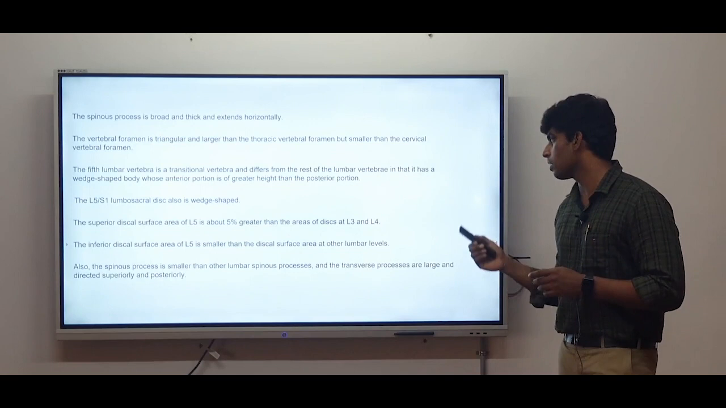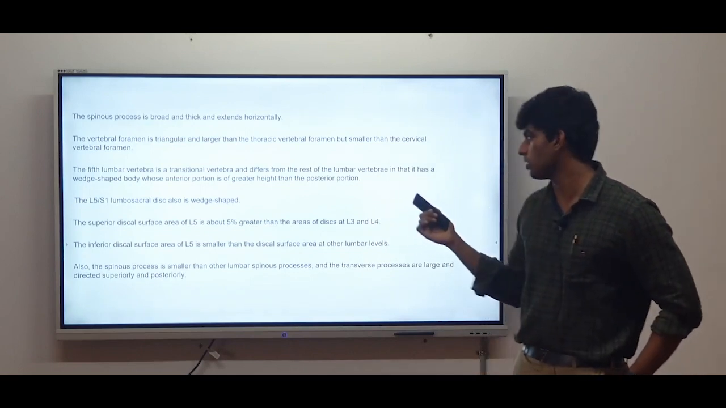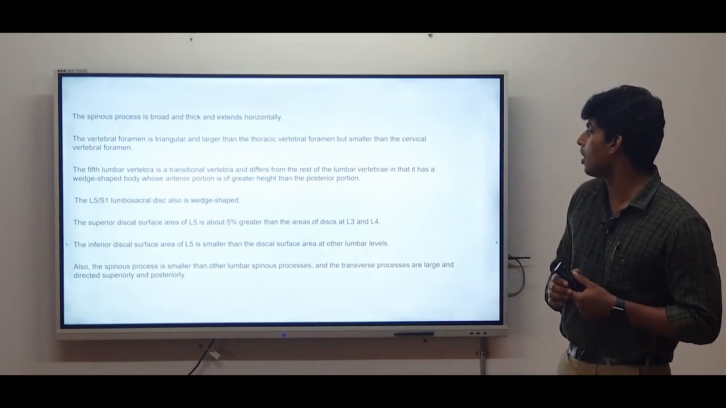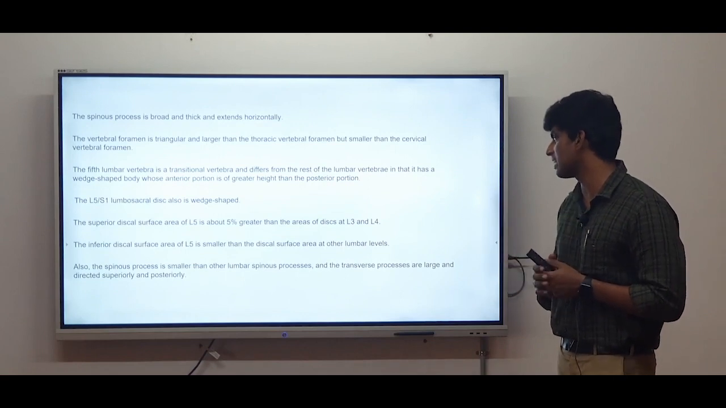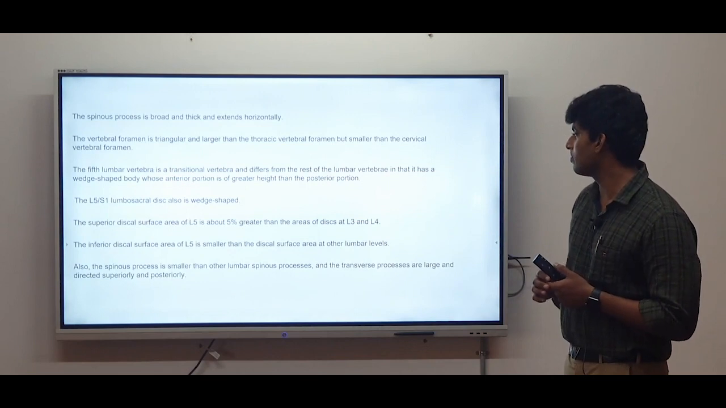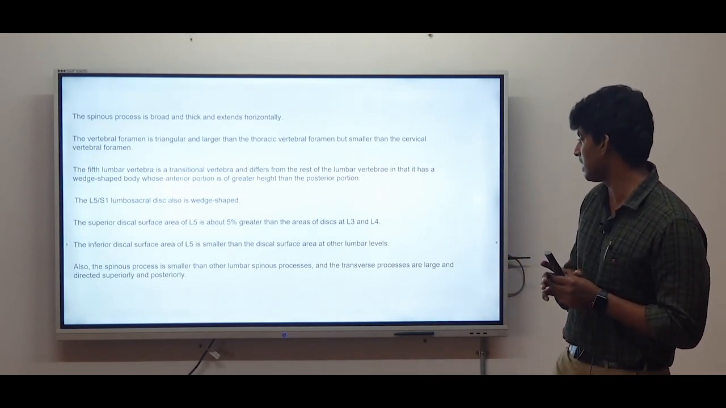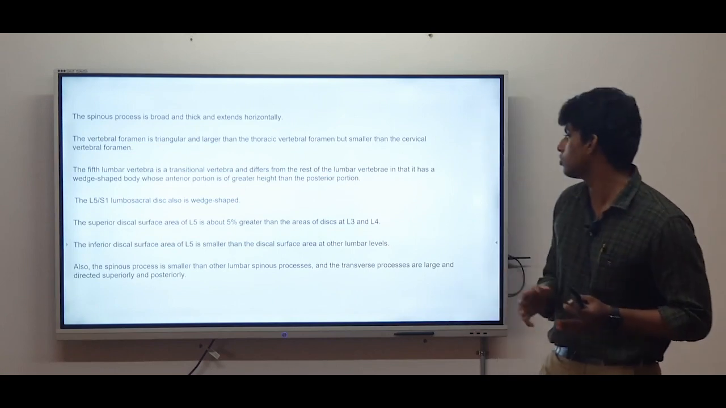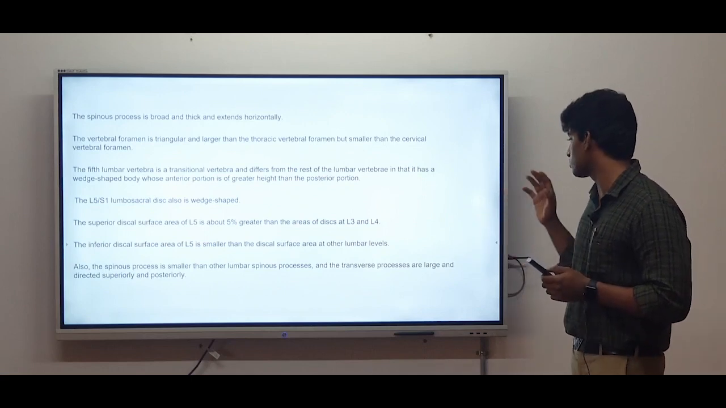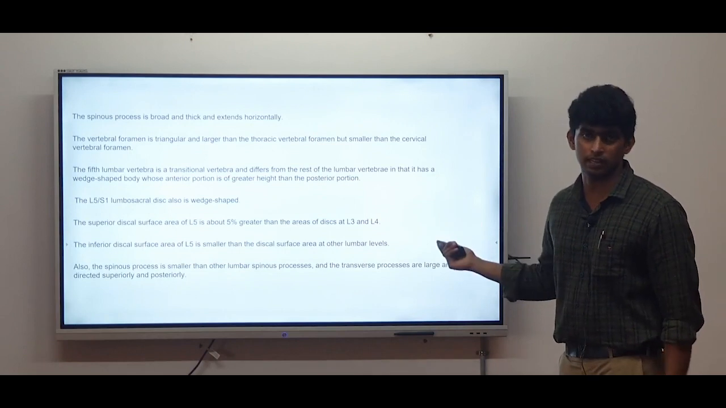The L5-S1 lumbosacral disc also is wedge shaped. The superior discal surface area of L5 is about 5% greater than the areas of the disc at L3 and L4. The inferior discal surface area of L5 is smaller than the discal surface area of the other lumbar vertebrae. Also, the spinous process is smaller than the other lumbar spinous processes, and the transverse processes are larger and directed superiorly and posteriorly.